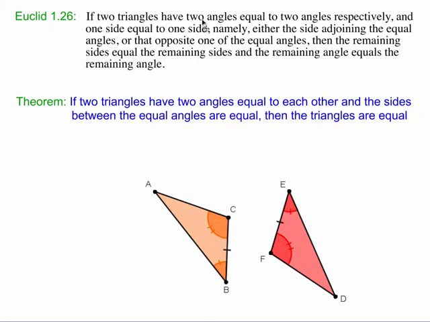if two triangles have two angles equal to two angles respectively, and one side equal to one side, namely either the side adjoining the equal angles or that opposite one of the angles, then the remaining sides equal the remaining sides, and the remaining angle equals the remaining angle.